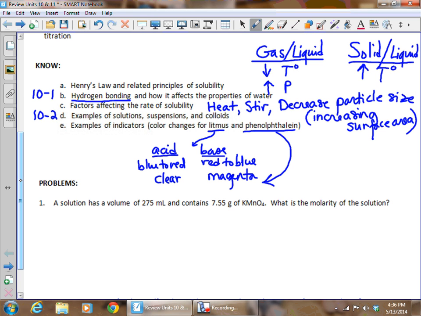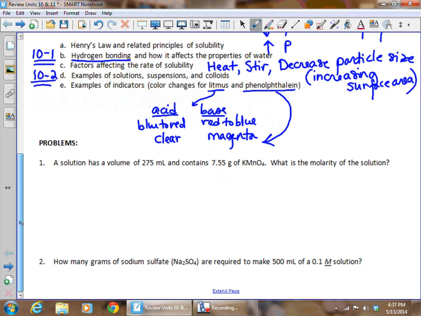If you don't go back and review some of these things that I tell you to review, you're going to miss some of those questions. So treat going through those notes like your review, and make sure you know examples of those solutions, suspensions, and colloids, and make sure you know about how hydrogen bonding affects those. I'm not going over it here in the review. You can read that in those notes, but just make sure you do that.